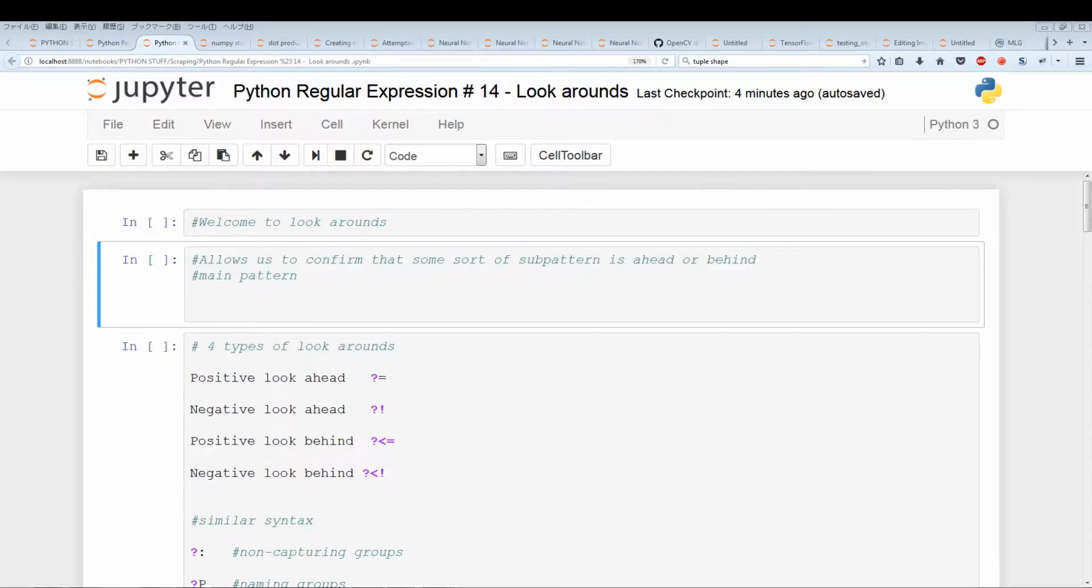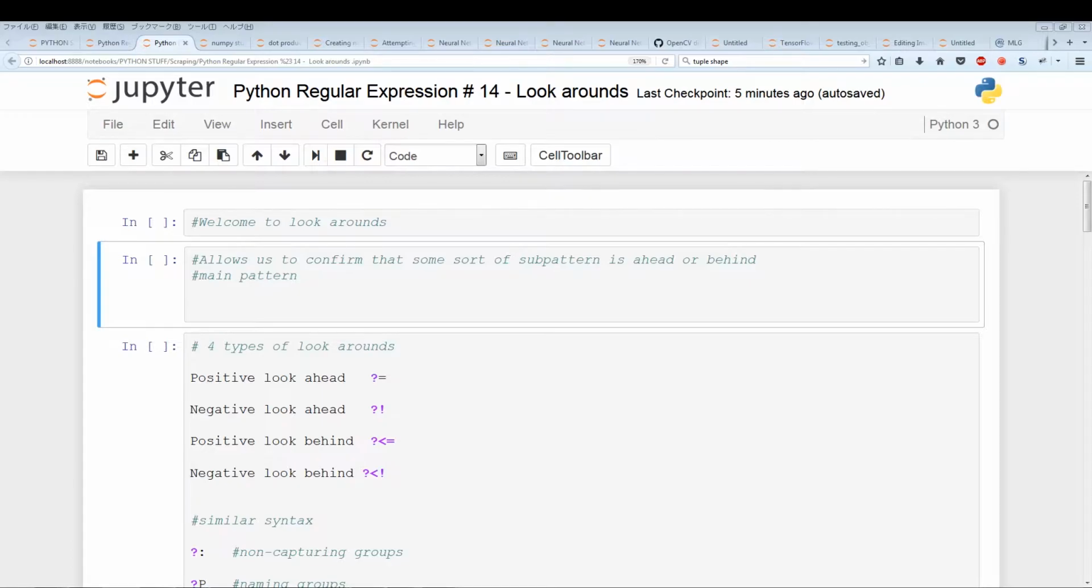What's going on, guys? Welcome to Python Regular Expressions Made Easy Part 14. In this video we will be discussing lookarounds. Lookarounds is a very powerful functionality of regular expressions, but it's also very complicated. It can get very complicated, so hopefully it's not too bad in this video. Okay, let's just dive right into it.